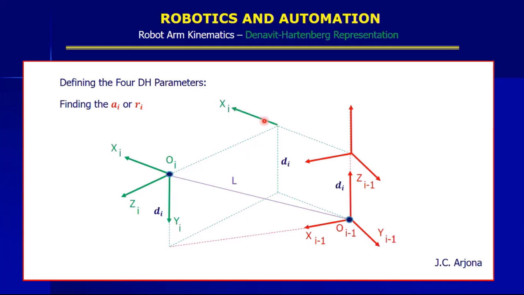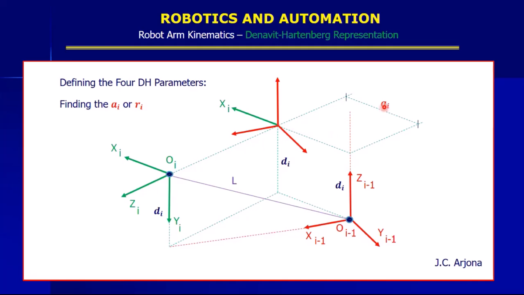With respect to XI, we move this previous frame to the next position that is along XI. So we move this frame along XI. The new position of this previous frame is here in this point that is moved along XI, and then we'll be able to determine the distance of the AI. So the AI is the distance from here to here, which is our AI.